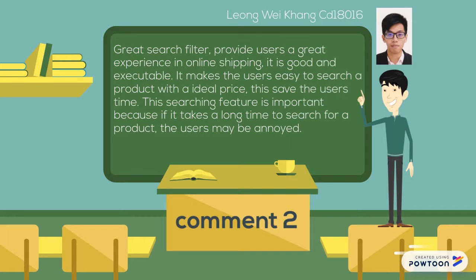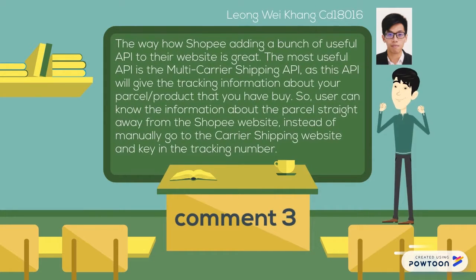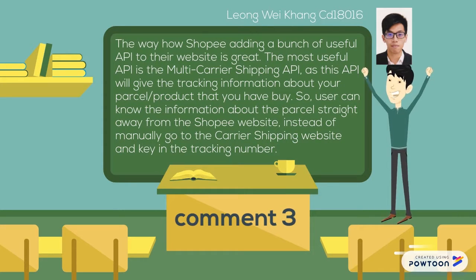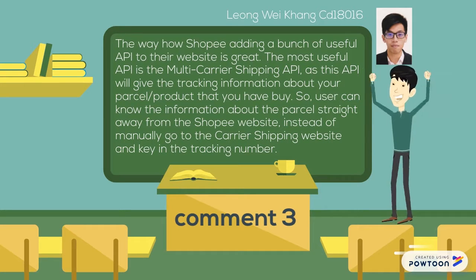The third comment. The way Shopee is adding a bunch of useful APIs to their website is great. The most useful API is the multi-carrier shipping API, as the API will give the tracking information about the product that you have bought.